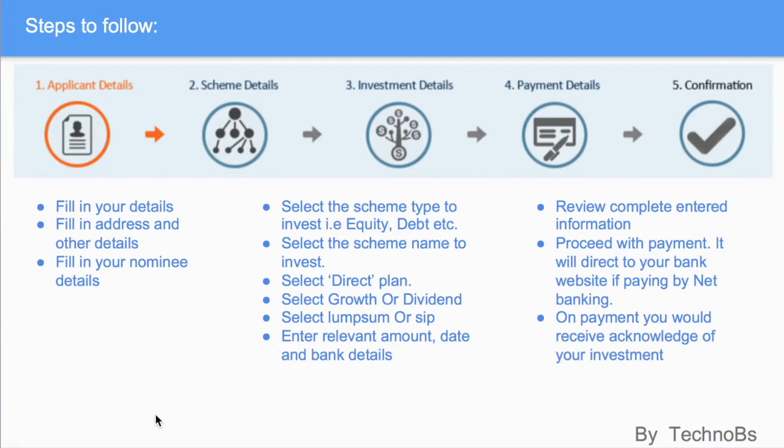Okay, now as part of step 4 and 5, you would be reviewing all the information that you have provided till now for accuracy, and then once you think it is good, you proceed with the payment. Okay, it will ask you which bank you want to pay with and how you want to pay. If you have chosen net banking, you would be taken to your bank website, and you can proceed with the payment on your bank site.